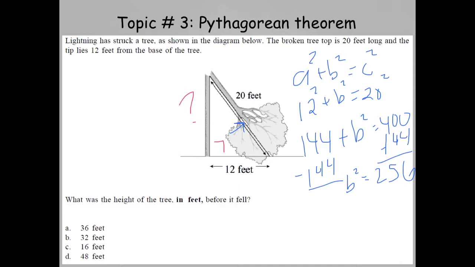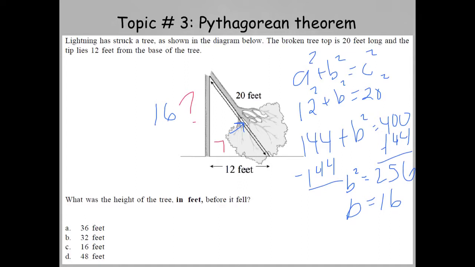Now do the make sense test. Remember, the hypotenuse has to be the longest side, so our answer should be less than 20. So it means we're not done. We have to take the square root. The square root of 256 is 16, which means this side is equal to 16.